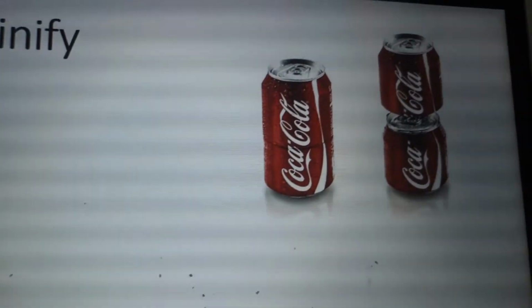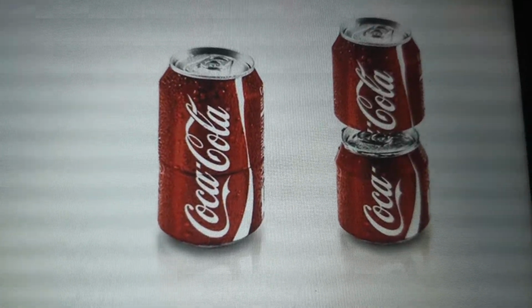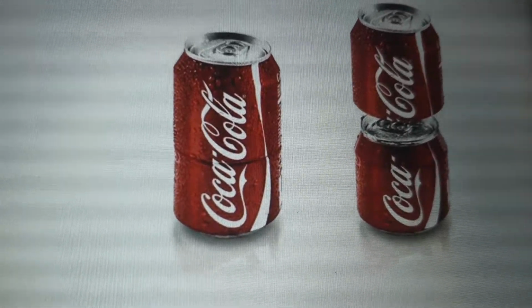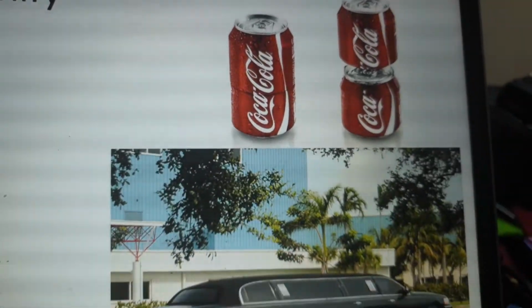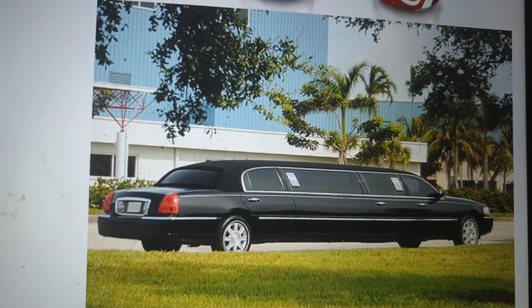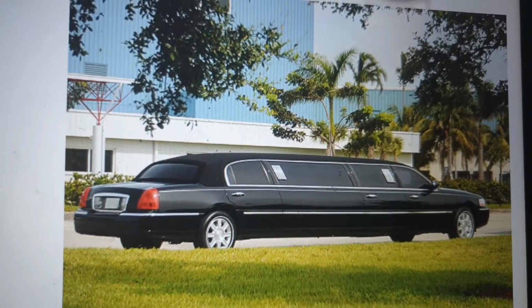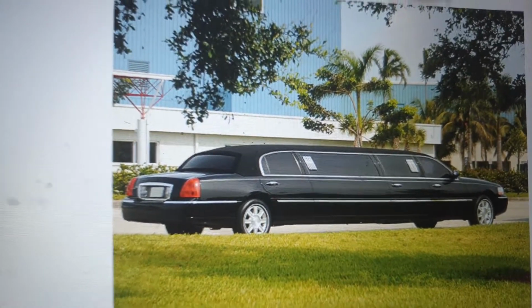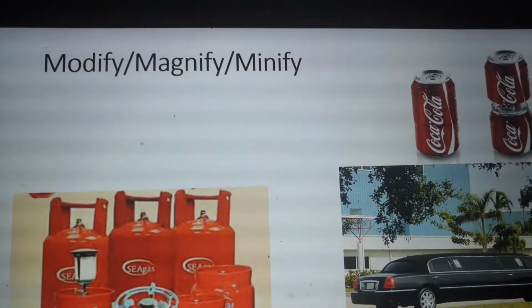Look at Coca-Cola. Coca-Cola have minified those cans. Look at this car. It has been magnified, extended, like for weddings, like for special occasions. So this is Scamper, the M in Scamper.